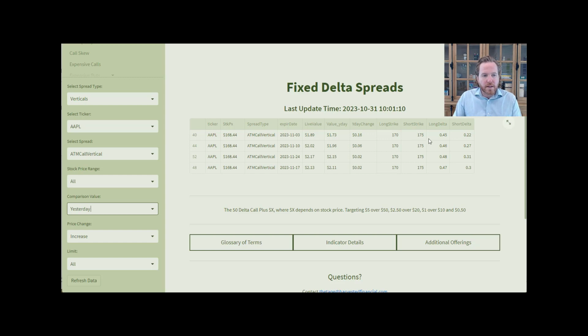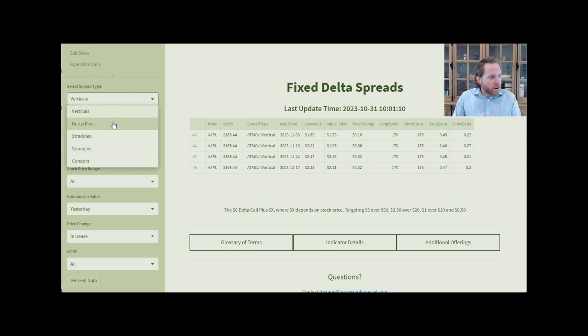So we're looking at the 170, 175, 45, 22. We ran 45 and 22 deltas on our old models and got $1.73 compared to yesterday. We see this vertical trading at 1.89. Apple's down, I believe, almost $2 today. So that kind of makes sense that we are seeing the price of these verticals go up as volatility is increasing. And in the front month, that volatility is increasing to the tune of 16 cents. So we can look at verticals here. We can identify opportunities for what's getting cheap and expensive against our various benchmark comparisons.